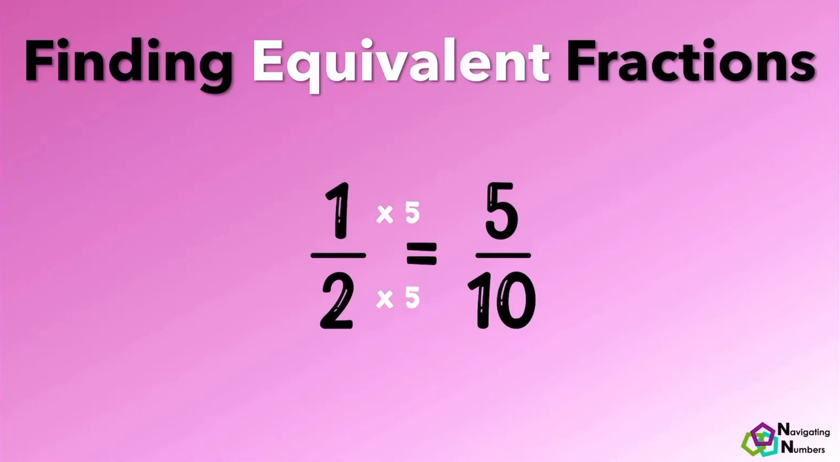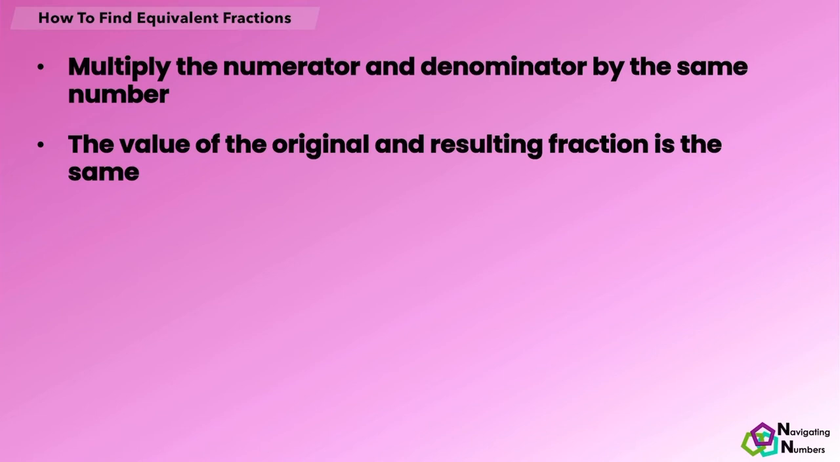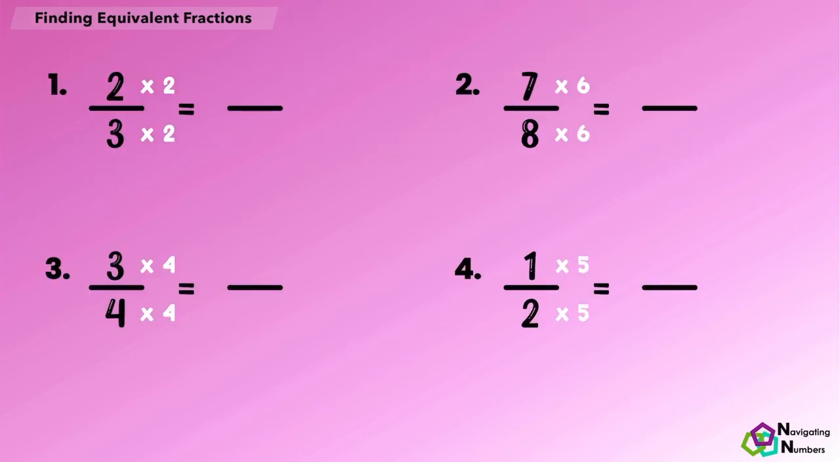In this lesson, we will take a look at how to find equivalent fractions. To find an equivalent fraction, we multiply the numerator and denominator of our fraction times the same number. This can be any number. The value of the original and resulting fraction is the same. Let's take a look at some examples.